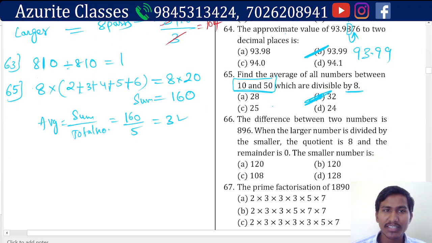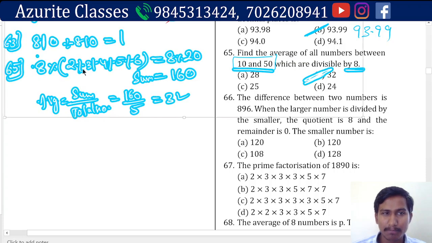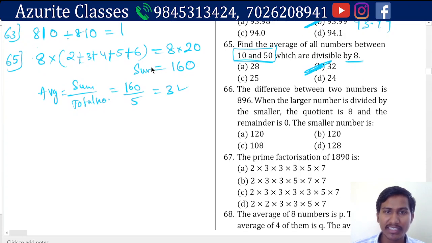So that is how you can find the sum of multiples. Okay, so 8 twos are 16, starting with 16, 8 threes, 8 fours, 8 fives, 8 sixes. So you can take like that. Okay, so next, 66 question.